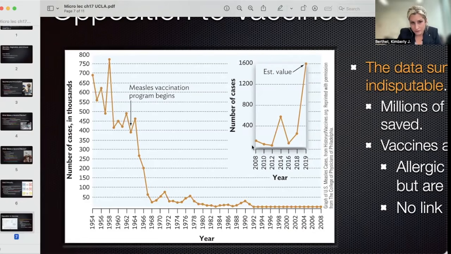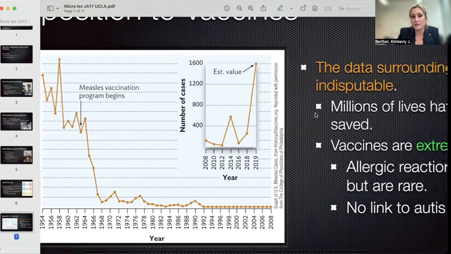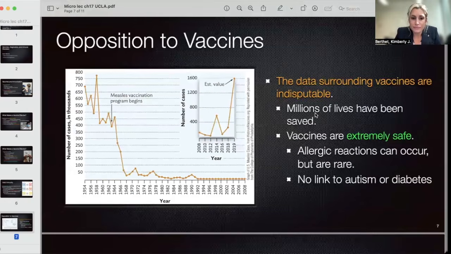And following that in 2008, we see a spike in number of cases. Why do we think we see a spike in number of cases here? I'll give you a second to think about that. Vaccinations came out, cases dropped. 2008, all of a sudden we see a spike in measles, a measles outbreak. That's because people stopped vaccinating their children, because people stopped believing that vaccines were beneficial to humans and that there was a potential link to autism and diabetes, which goes against the scientific evidence that we've seen.